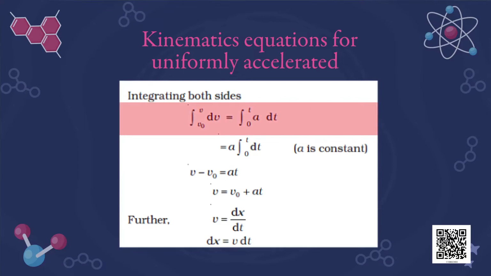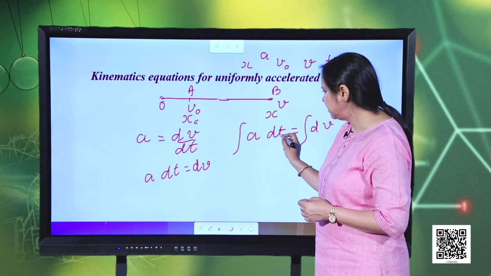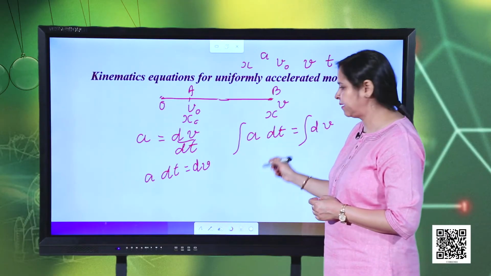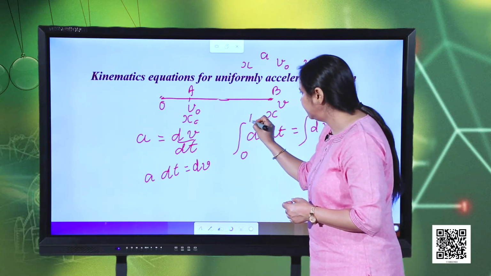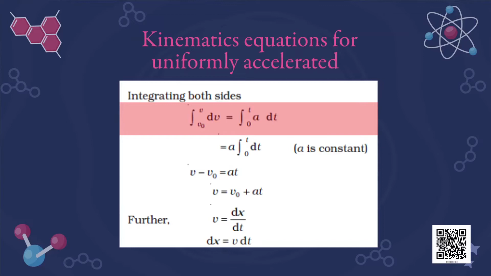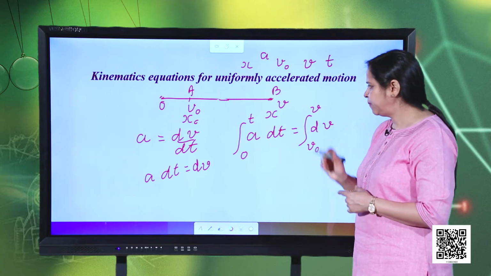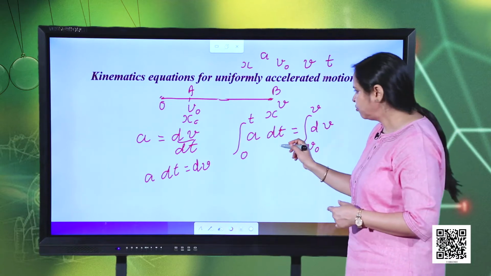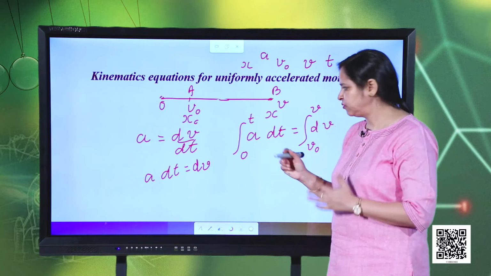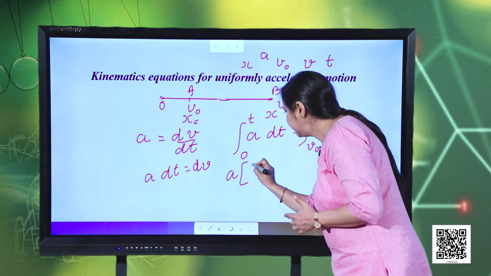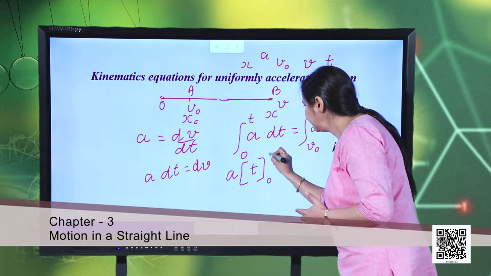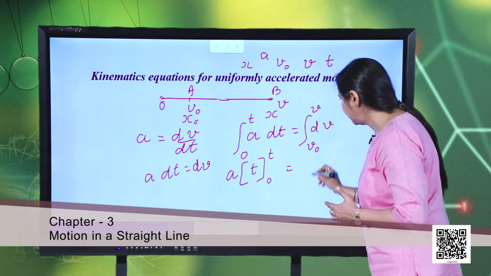For integration, we need the lower and the upper limits, that is the starting and the final situations. Here we are integrating with respect to time, so the initial time is 0 and the final time is t, and for the velocity, the initial velocity is v naught and the final velocity is v between point A to B. Now, if we integrate a with respect to dt, then a will be considered as constant. So, actually we are just integrating 1 with respect to time. What we are going to get is t. Put the limits over here.